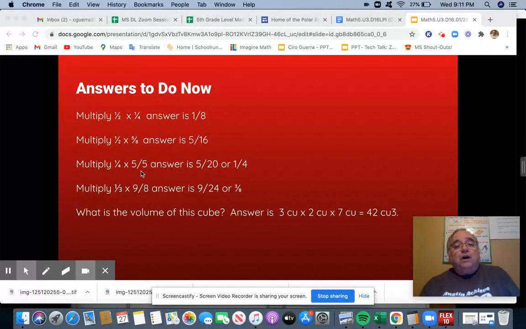1/4 times 1, because 5 over 5 equals 1. So if you were to multiply it out, it is 5/20. If you simplified it, it goes down to 1/4. The last one also, you can simplify. It's 9/24, or you can simplify it to 3/8. And the volume is 42 cubic units.